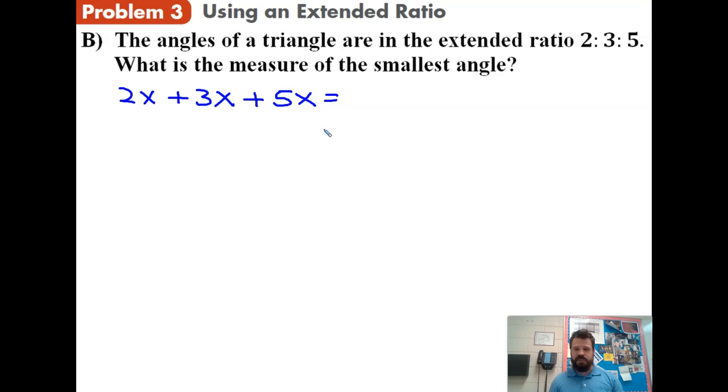And then now this problem doesn't explicitly give me the total, but we're talking about angles of a triangle. I know the angles of a triangle always add to 180. So we can say 2x plus 3x plus 5x equals 180. Okay, solving for x, 2 plus 3 is 5. 5 plus 5 is 10, so we can say 10x is equal to 180. Divide both sides by 10, and we end up with x equals 18.